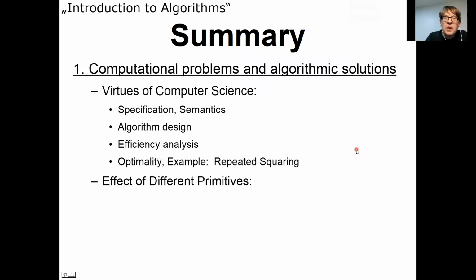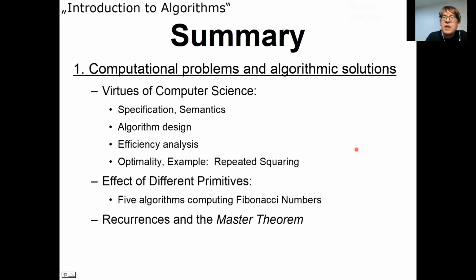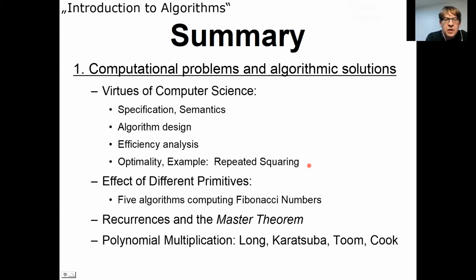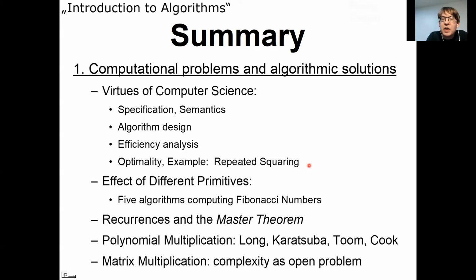And then we applied that algorithm to one of the algorithms for computing Fibonacci numbers. First, the recursive algorithm, which had exponential cost, then the iterative algorithm, which had polynomial cost, then the algorithm based on matrix powering using repeated squaring, which had a logarithmic number of operations, but still a superlinear bit cost. And finally, two algorithms based on Binet's formula that would use stronger and stronger primitives of irrational and even transcendental numbers. And we talked about recurrences and the master theorem to solve these recurrences asymptotically. And finally, we talked about algorithms for polynomial multiplication, long multiplication, Karatsuba, Toom, and the family of Cook, Stephen Cook, and finally matrix multiplication, where the optimality is still unknown.